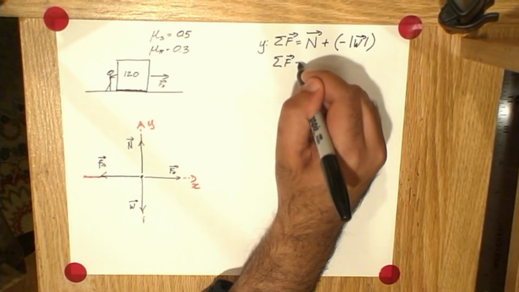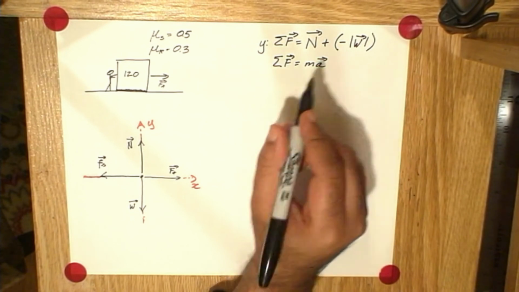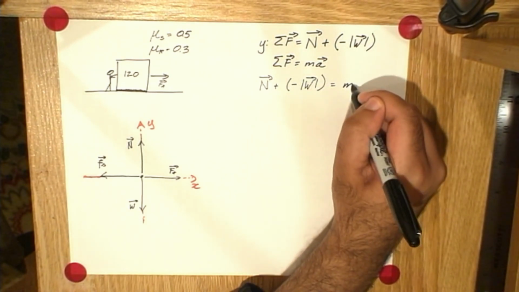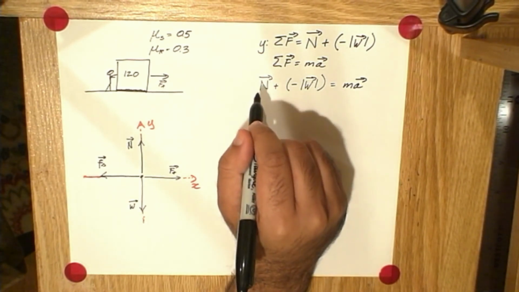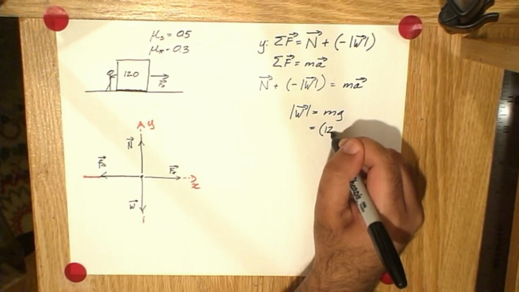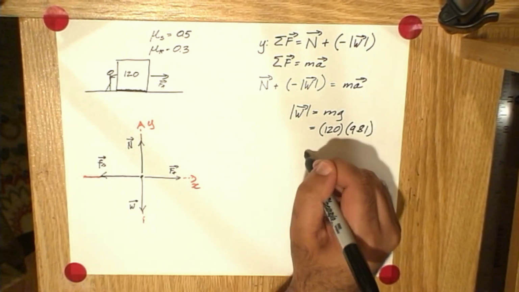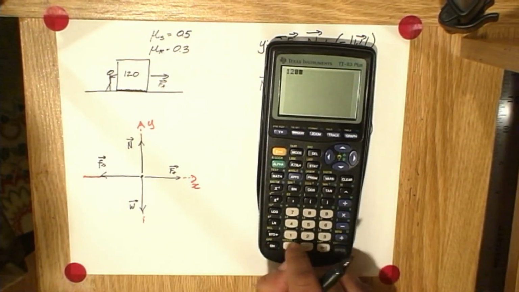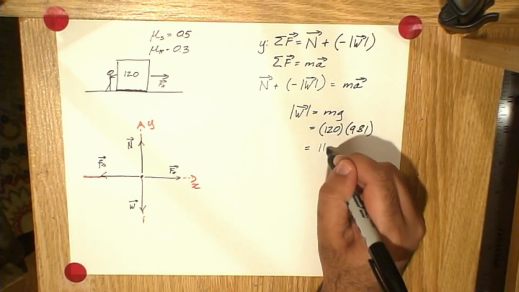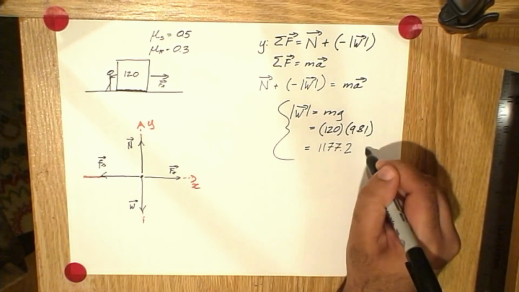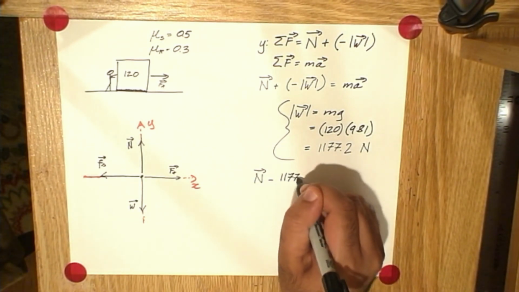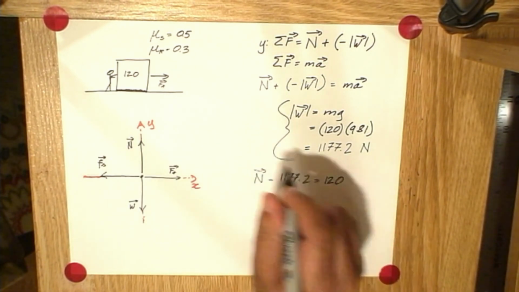But total force is also equal to mass times acceleration. So we get normal force plus negative weight is equal to mass times acceleration. Now, we need to find out what the weight is. The weight is given as mg, mass 120, g 9.81. And that works out to 1177.2. So now we have the normal force minus 1177.2 is equal to mass 120 times the acceleration in the y direction.